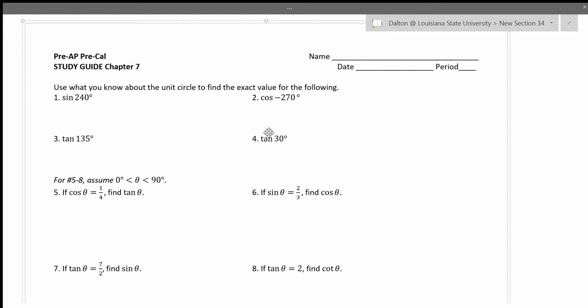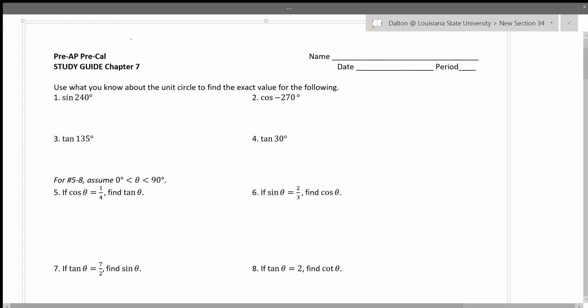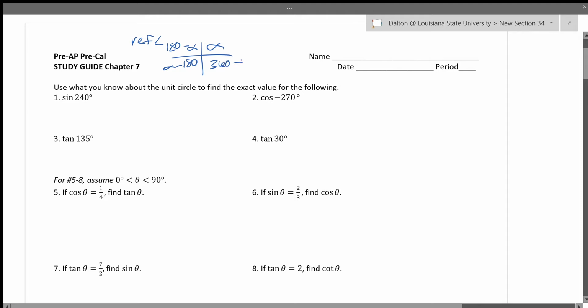Without looking at the unit circle as is, we will use what we know about reference angles to figure out these. If you recall, in order to find reference angles, something in the first quadrant has a reference angle of itself, just alpha. In the second quadrant, we have 180 minus alpha. Third quadrant, alpha minus 180. Fourth quadrant, 360 minus alpha. So we can use this to help us for 1 through 4.